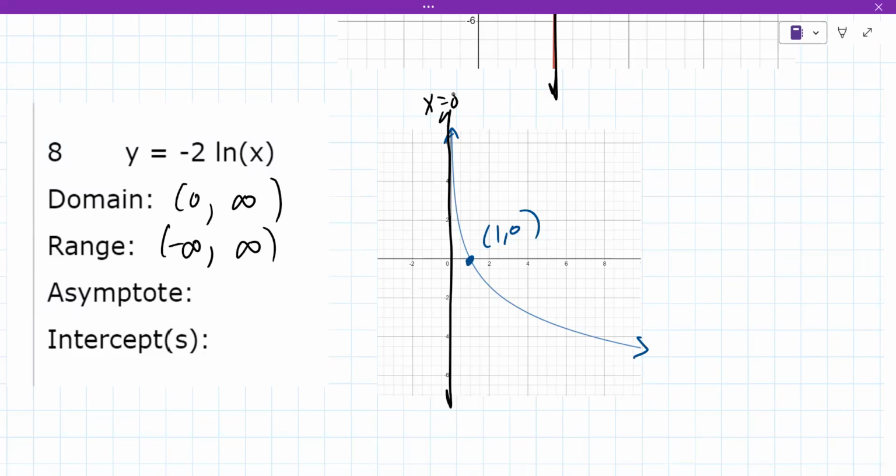The asymptote, I'm just going to first say is x equals 0. Yep, that's true. And then the intercept is 1 comma 0. You got it.